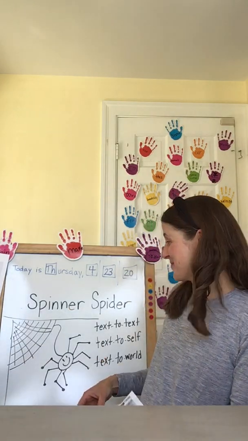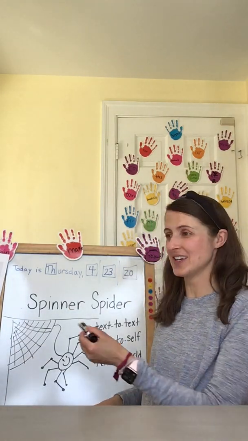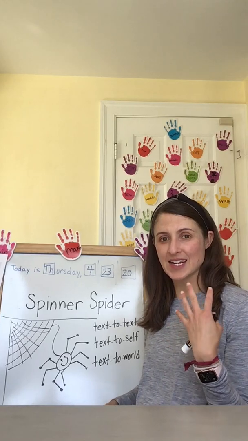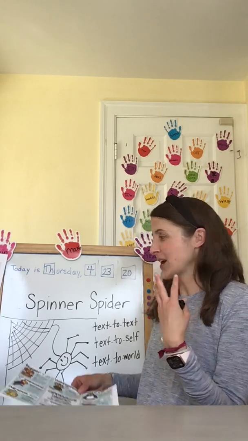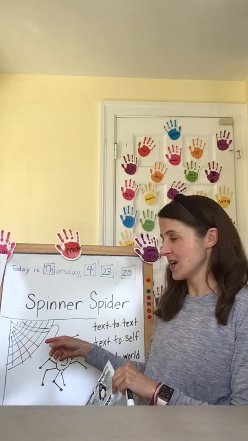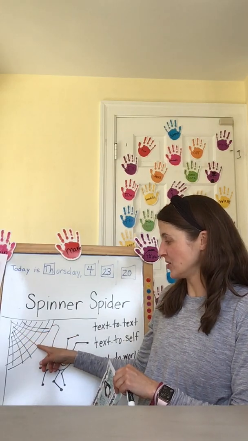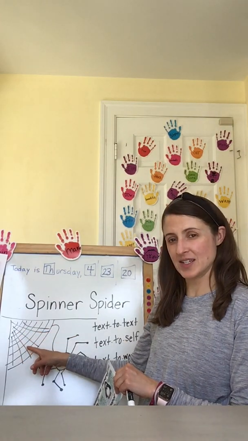We are learning about the comprehension strategy, Spinner Spider, today. Spinner Spider is about making connections in your brain, just like a web. You see how this spider made a web and all these little threads are connected? That's how we understand things in our brain: we make connections based on things that we have learned. There are 3 different types of connections you can make.